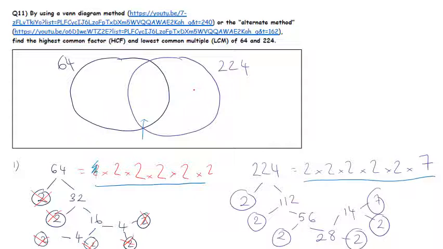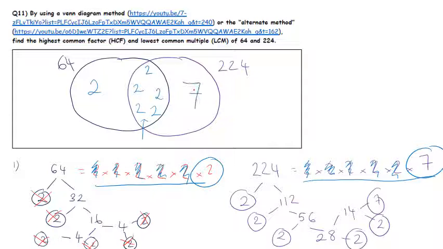Well, I'm going to cross out a 2 there because that can match up with that 2, and that goes in the middle. This 2 can match up with this 2, and that's in both. This 2 can match with this 2, and that's in both 64 and 224. There's another 2 I can match up. Another one I can match up, and that's all the pairings I've got left. What I haven't included that's left over for 64 is a 2, so that's going to go in this part here because it's just in 64, it's not in 224, and the 7 that's left in here is going to go in that side there.